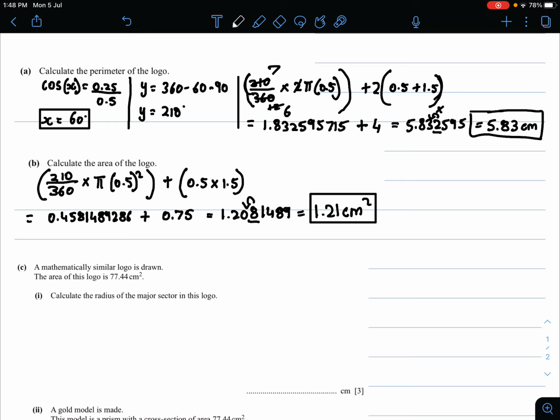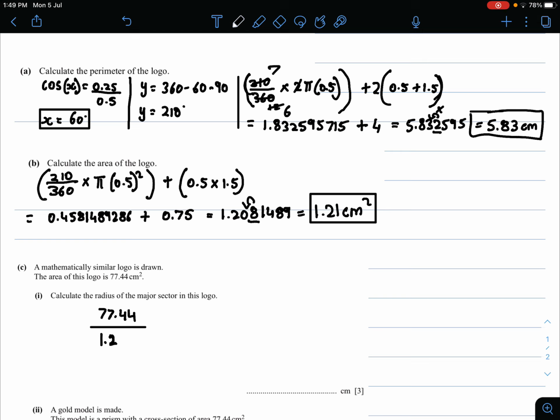So since the two shapes are mathematically similar, there is a comparison method that can be used for area and volume. The only difference is that when you are finding the volume, you have to cube the other information that is provided, so either the height or any other length. So in this case, the area would be 77.44. You divide it by the original area, or the reciprocal, vice versa.